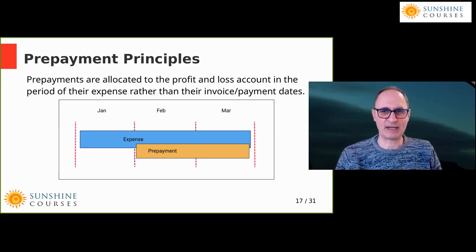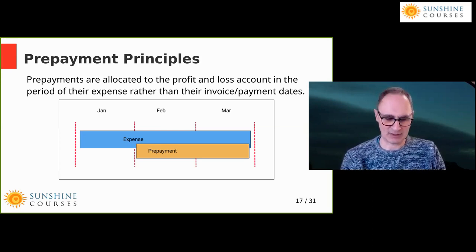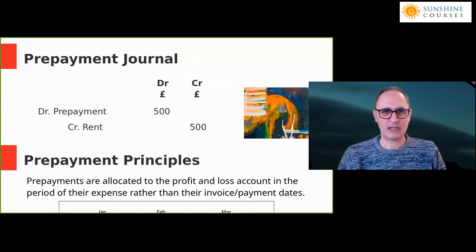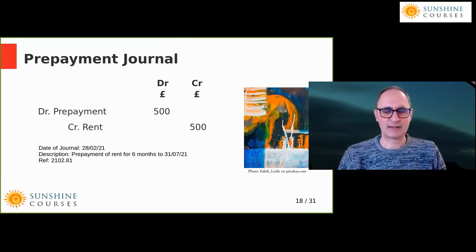We credit rent with £500 and we set up an asset for the fact we paid money ahead of time. We're going to get the benefit of it in future months. So it's an asset in that respect. So we debit prepayments. And this is what the journal looks like.